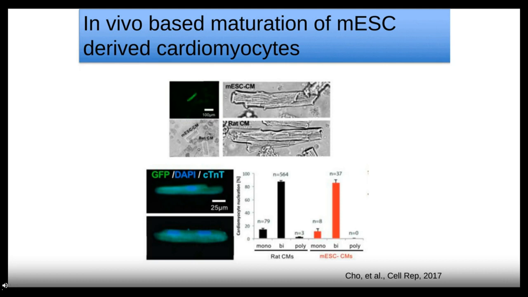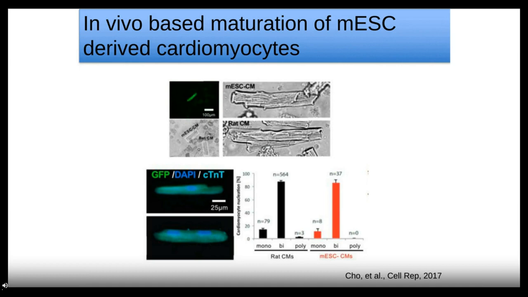So surprisingly, what we found was that when we did this, and it didn't matter whether we injected rat ES cells or mouse embryonic stem cells, these injected embryonic cardiomyocytes were able to undergo full maturation within the host, within the actual heart.